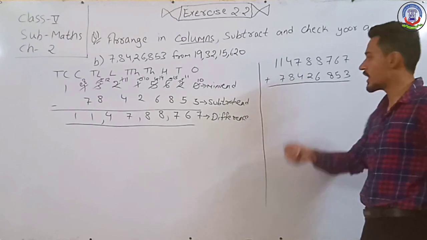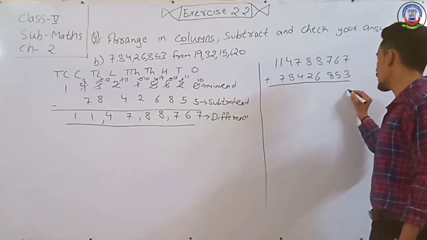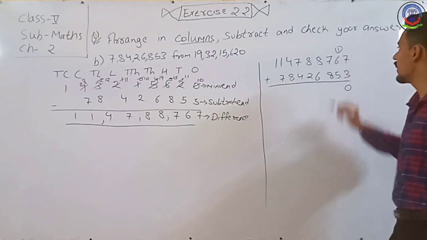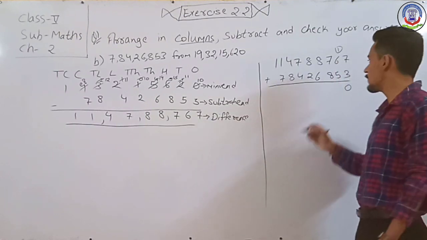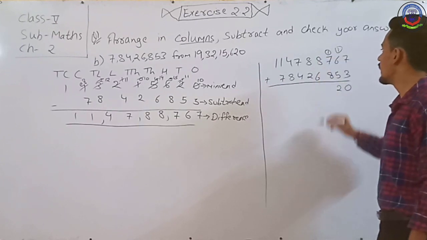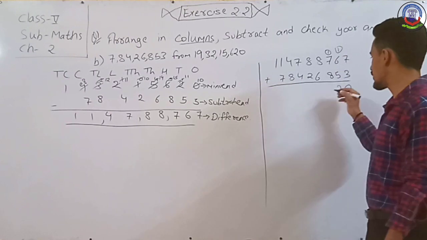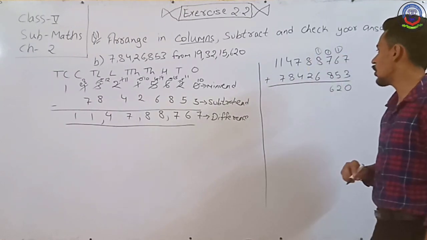So we always start from the rightmost. We have 7 and 3. So the addition of 7 and 3 is 10. So we write 0 here and carry 1. Next we have 1, 6 and 5. So the addition of 1, 6 and 5 is 12. So we write 2 here and 1 carry. Next we have 1, 7, 8. The addition of 1, 7, 8 is 16. We write 6 at the answer place and 1 carry to another column.